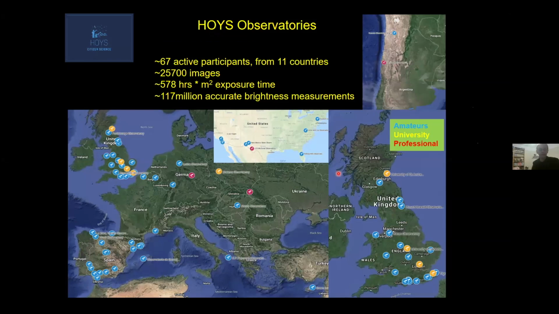So as I said, we've run this now for a bunch of years. For 2 years, we've been doing some advertisement. So what we have at the moment is 67 different, what I call active participants. These are people who've signed up and actually delivered some data. They're from 11 different countries. The pictures basically show you where all the observatories are. All the blue ones are amateur observatories. Here's a magnification of the UK.